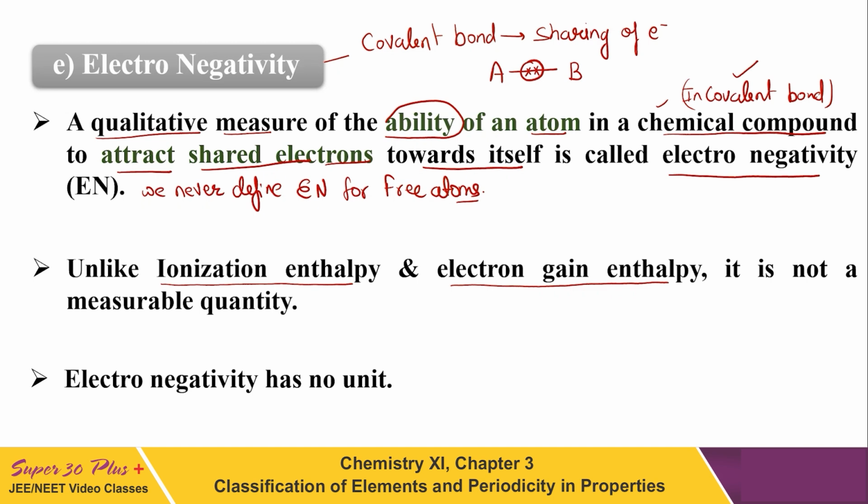Let me give you an example. Suppose I want to measure some property of yours. I can measure your height. If I want to measure your mass, yes, I can do this. I can measure your mass, I can measure your height, but can I measure your tendency or your ability to study?